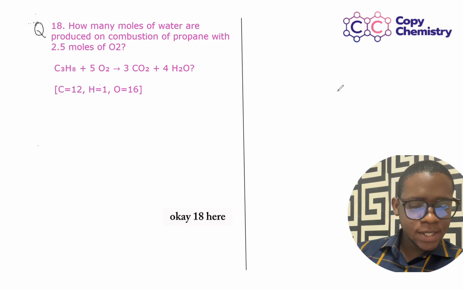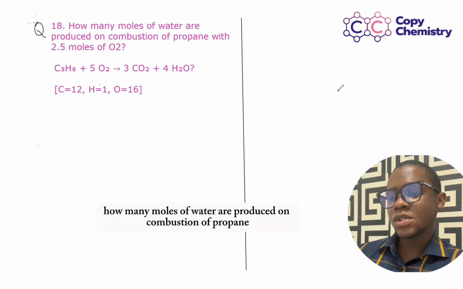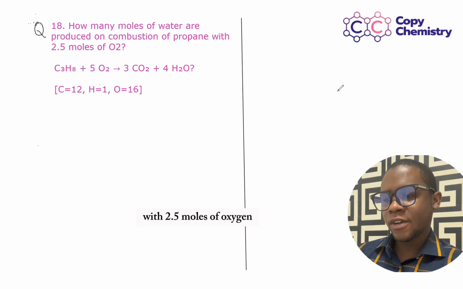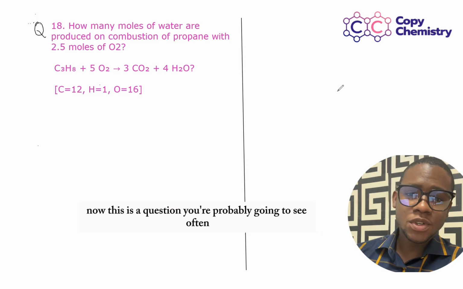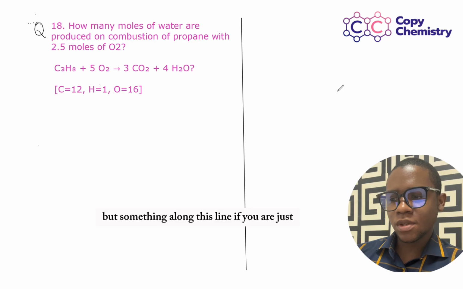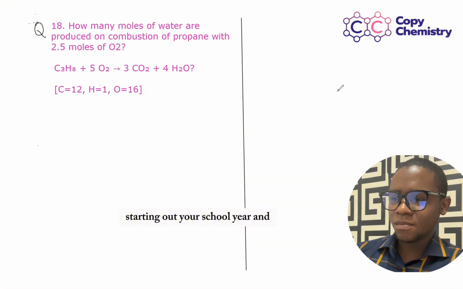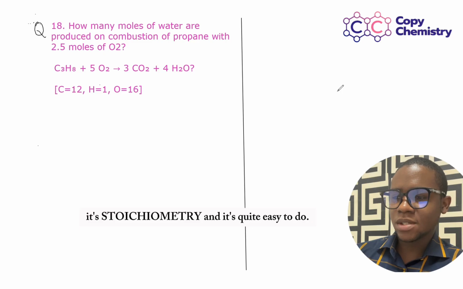Okay, 18 here. How many moles of water are produced on combustion of propane with 2.5 moles of oxygen? Now, this is a question you're probably going to see often. Maybe not exactly this one, but something along this line, if you are just starting out your school year. It's stoichiometry and it's quite easy to do.